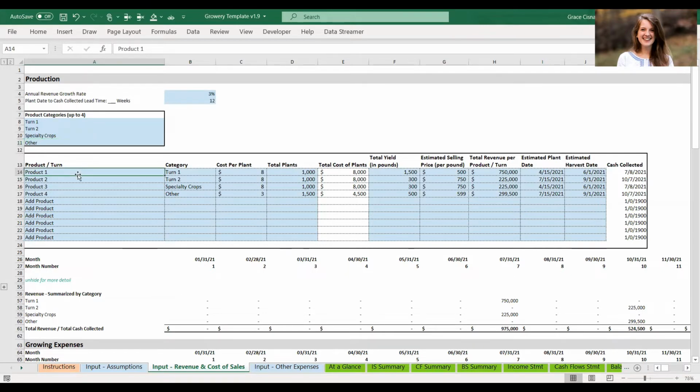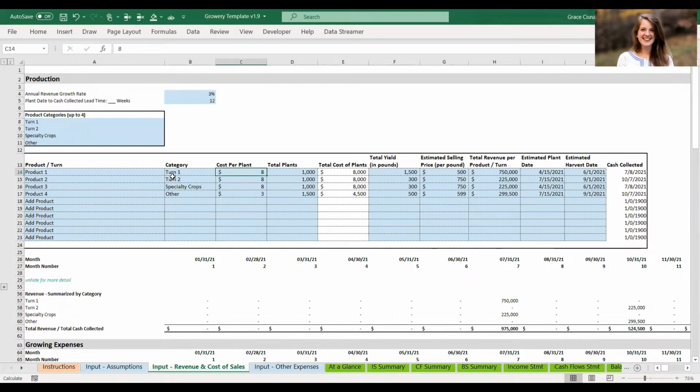And then you can enter up to, I believe it's 10 products or product types. This could also be turns. So if you have the same product, but different harvests throughout the year, if you're using greenhouses, then you can enter the different turns here as well. So you can enter your products or turns and then pick one of these 4 categories. This drop-down list will be populated based on what you enter up here.